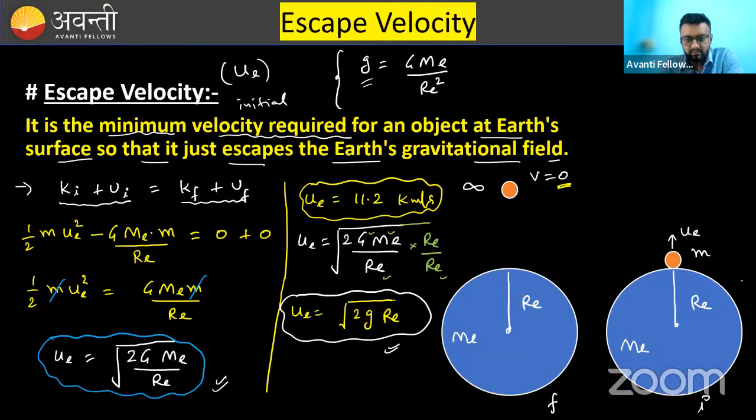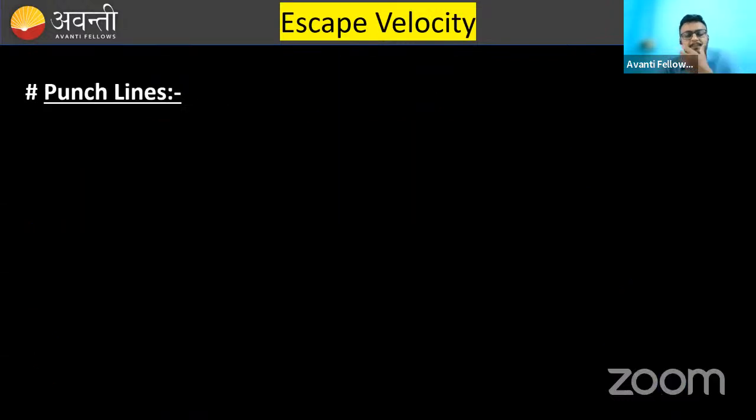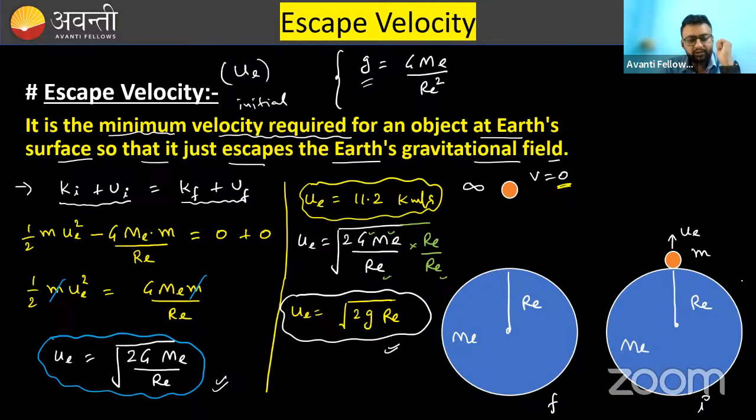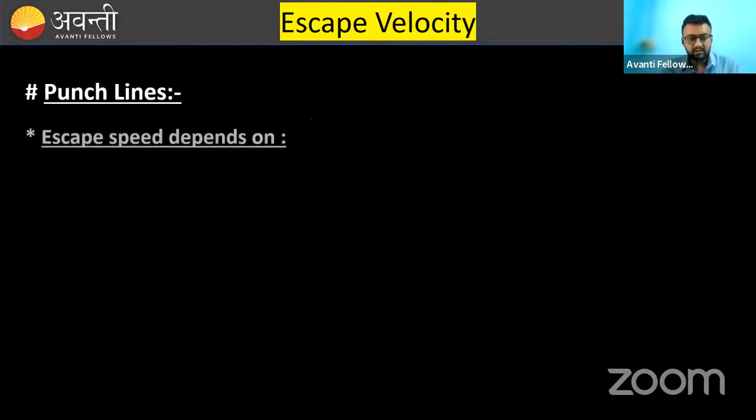Now moving further. What are the punchlines? If you see the formula written here for the escape velocity, can you notice that this escape velocity is independent of the mass of the body thrown? The mass of the body which is thrown was small m. But in the expression for the escape velocity, that small m is missing. You can see both the relations. Then we can conclude that it is independent of the mass of the body which is thrown. This is the main punchline here.